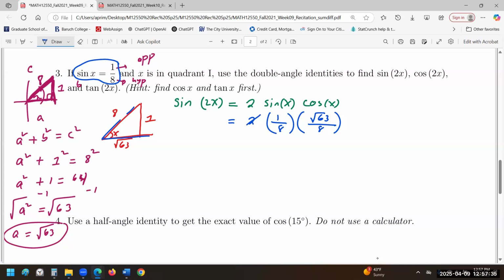A nice algebra. 2 goes to 8 4 times. So we have square root of 63 over 8 times 4, 32. So sine of the double angle for x is square root of 63/32.